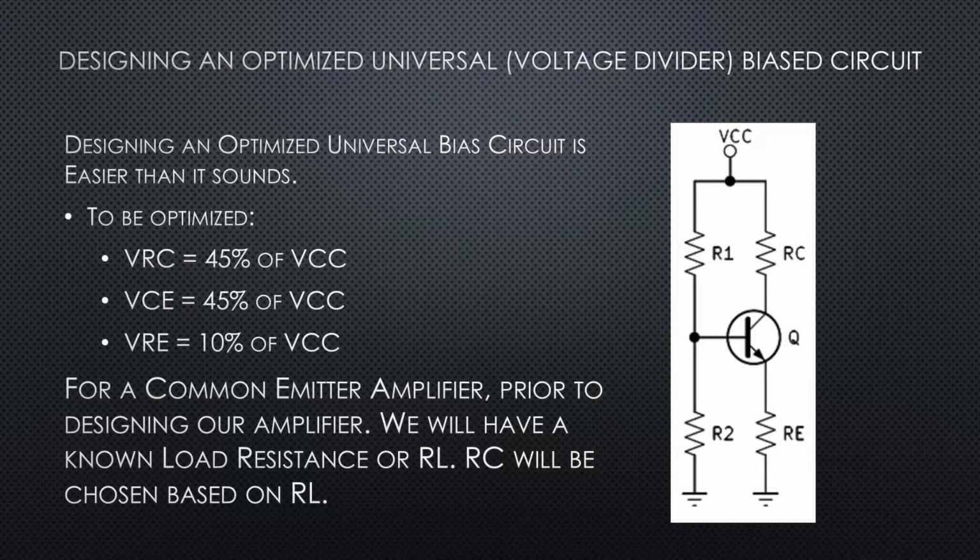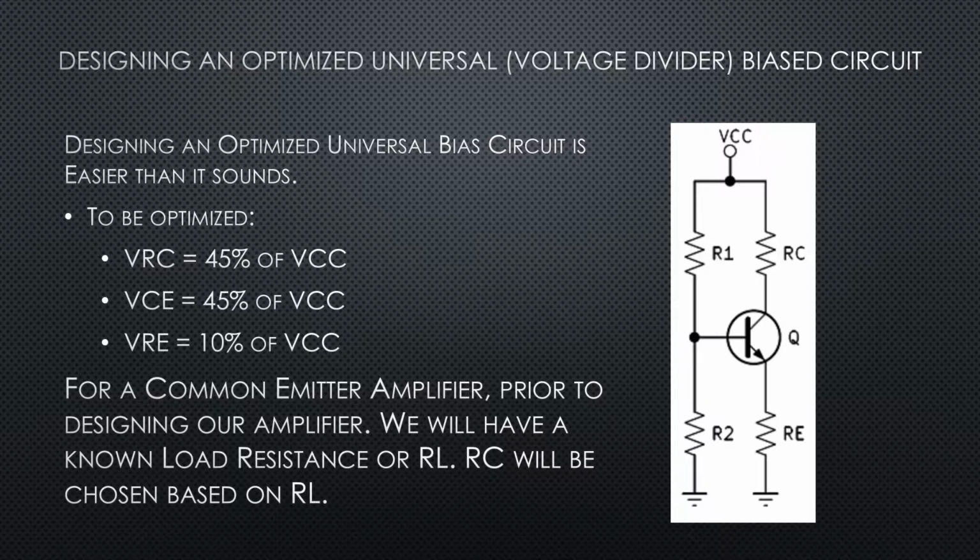And this is a universal biased optimized circuit, and in order to be optimized, we want our VRC to be 45% of VCC, we want our VCE to be 45% of VCC, and our VRE to be 10% of VCC. So optimized should be 45, 45, 10, and that's our VRC, VCE, and VRE.